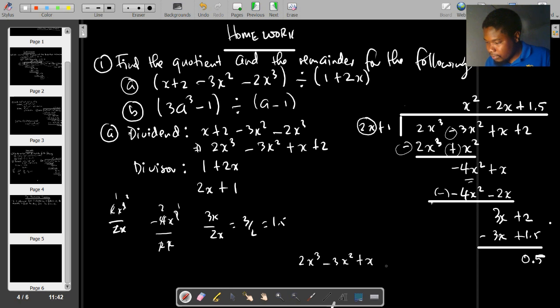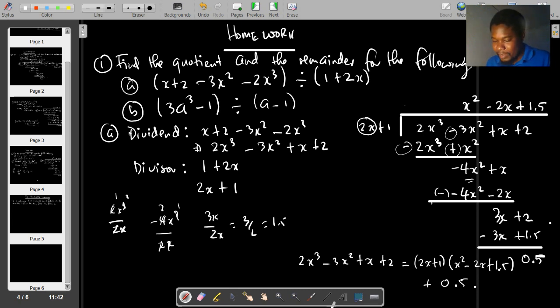plus x plus 2, this one should be equal to the divisor multiplied by the quotient, 2x plus 1.5, and then you add the remainder. That should give you the dividend. Okay, so very important, and this is how you do it.